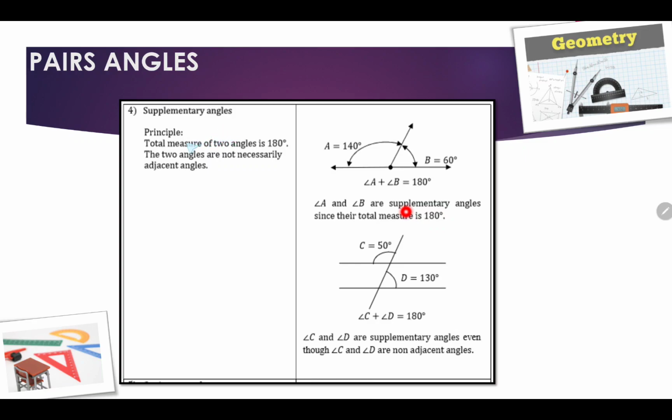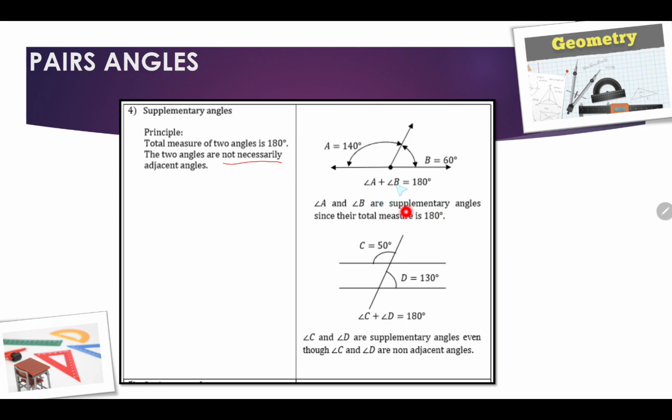Complementary tadi, dia kata the two angles are not necessarily adjacent. Tak semestinya mesti sebelah-sebelah. Kalau macam ni dia sebelah-sebelah. Yang ni bukan sebelah-sebelah, tapi masih kita boleh kata dia supplementary kalau total measure is 180.